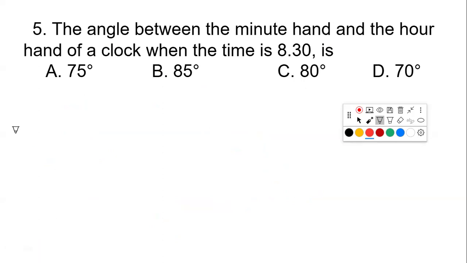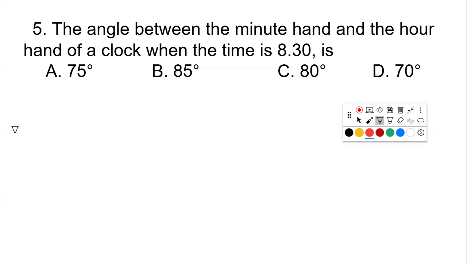Try this one. All of you should get the answer. The angle between the minute hand and the hour hand of a clock when the time is 8:30. So now I can avoid steps also. With little practice, you can start avoiding the steps. 30 minutes, I will write how much? 180 degrees.